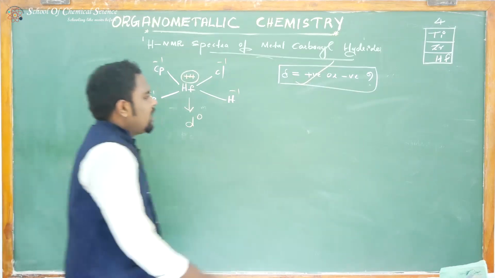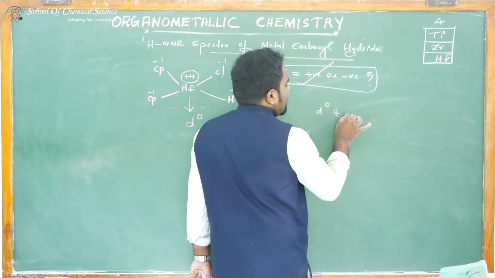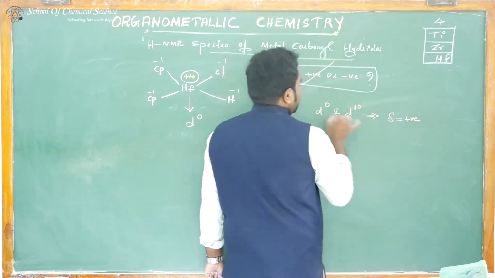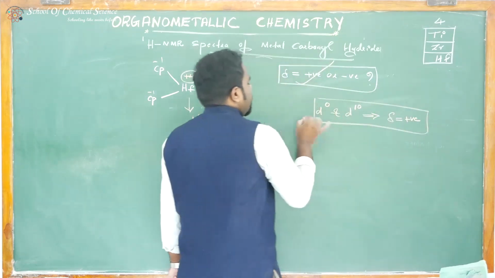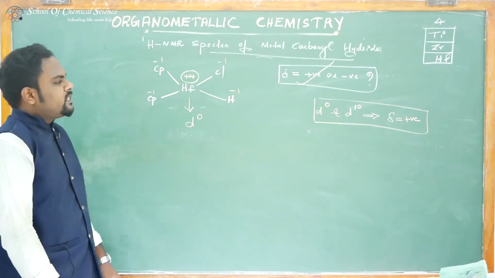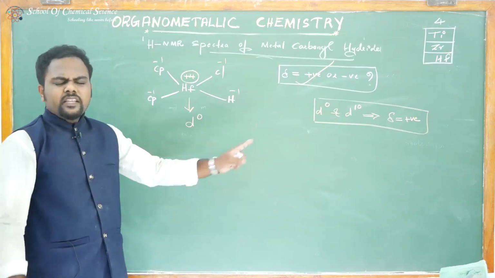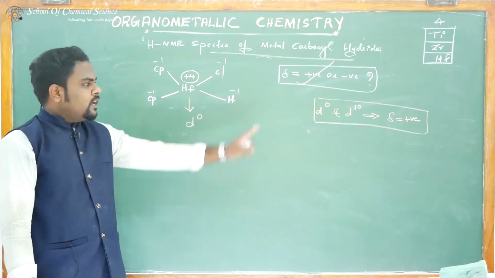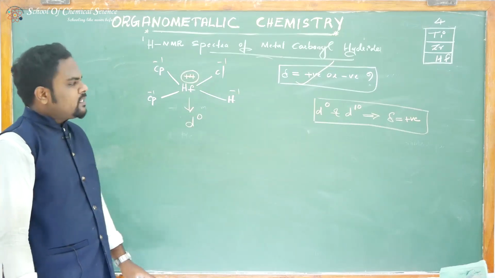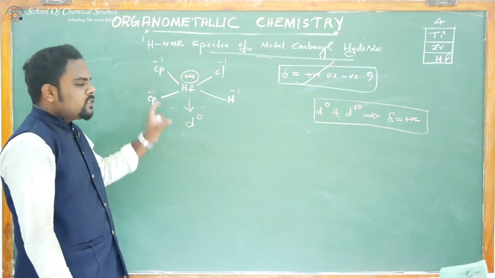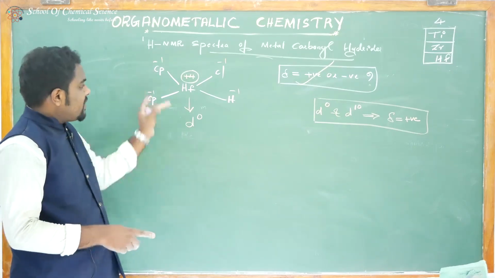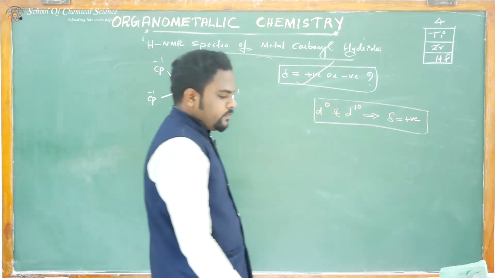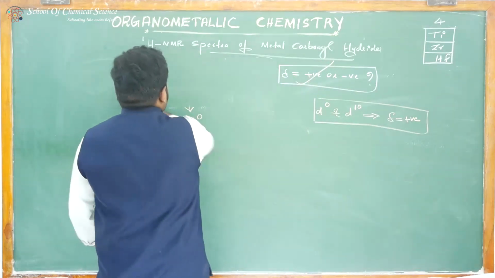So in the case of D0 and D10, delta value is positive. If the metal is D0 or D10, in the case of D10 there is no paramagnetic electron. I heard about the paramagnetic anisotropic effect and such things. In D10 there is no paramagnetic electron, all are paired. That's the reason D0 and D10 delta value is positive. So definitely this complex is actually a metal hydride, but its delta value is positive.